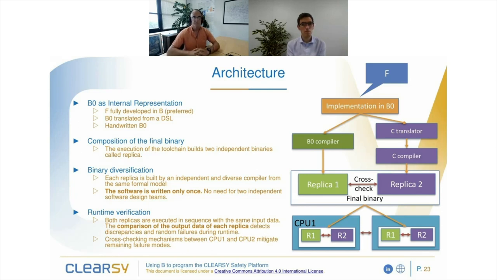And then you have two chains generating, for the same function, two binaries that we call replicas, which during the execution will compare their memory states, and they will check if they obtain the same results all the time. And they will also cross-check with the other microcontroller.